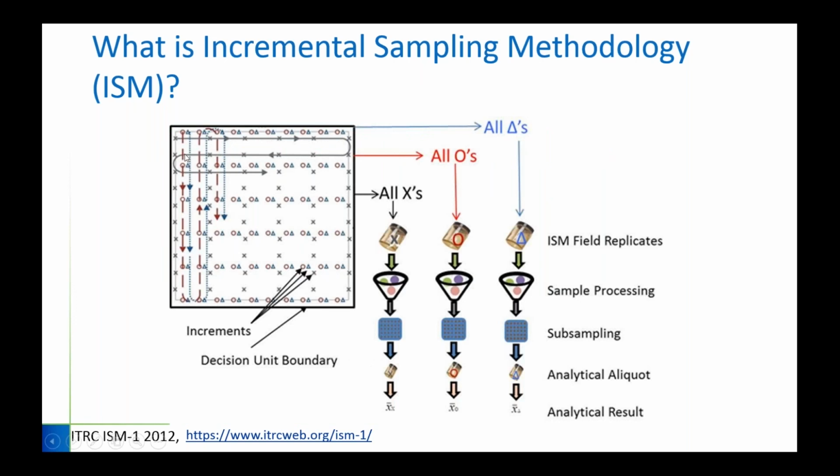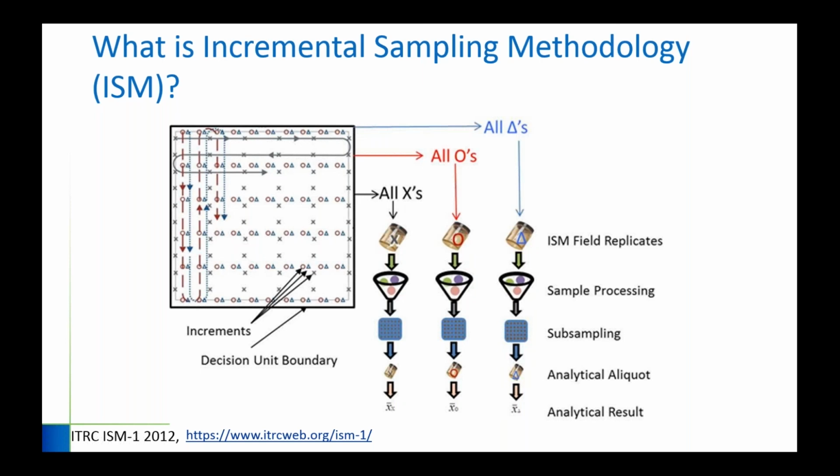So this is an example of what ISM might look like. Let's say you have this boundary here. This is the decision unit boundary. So this is all within a decision. And then you lay out these different replicates. So X's, O's, and triangles. Maybe you collect them in different orders. But the idea is with each one of these, you're going to process and composite all the X's, all the O's, and then all the triangles and get analytical results. So again, we're going to hear more about this later.